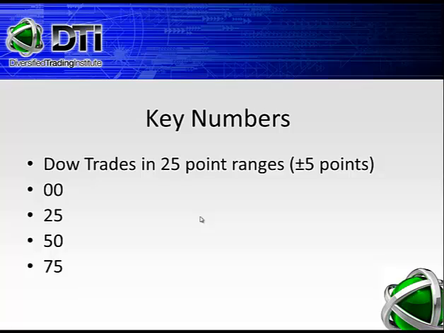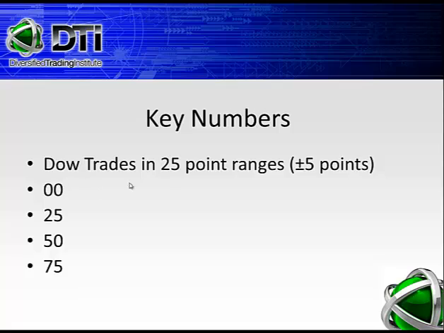The key numbers on the Dow, when we start looking at support and resistance, you'll notice the Dow likes to trade in 25-point ranges. And quite simply, it's the century mark. Maybe it's 13,100, which we'll call 13100, to 25, 131.25, to 50, 131.50, and then to 75, 131.75. Of course, we get back to the century mark again.